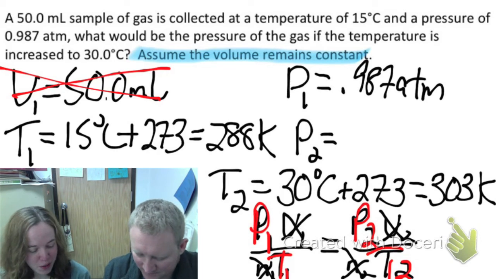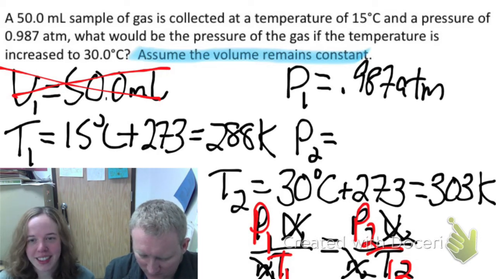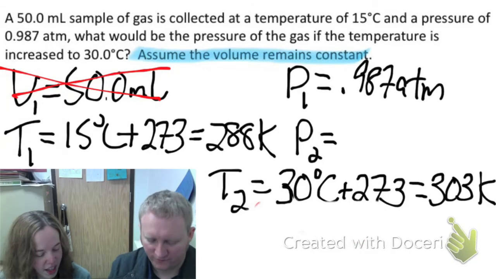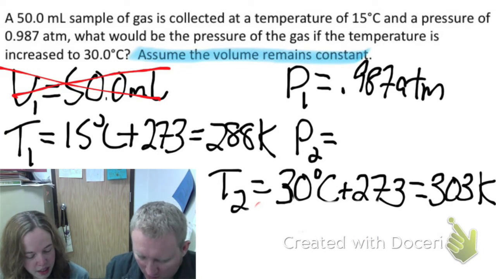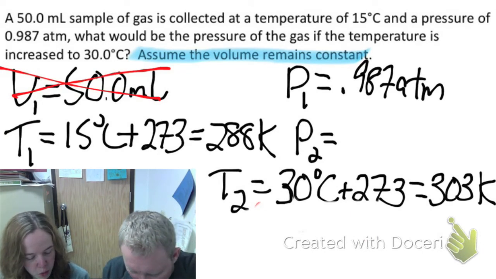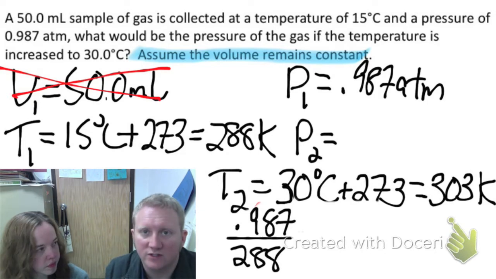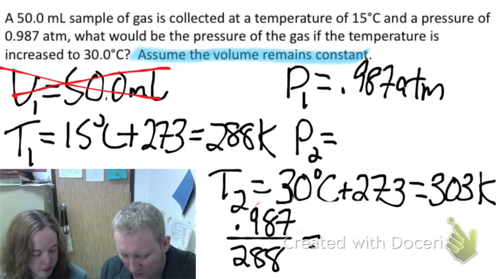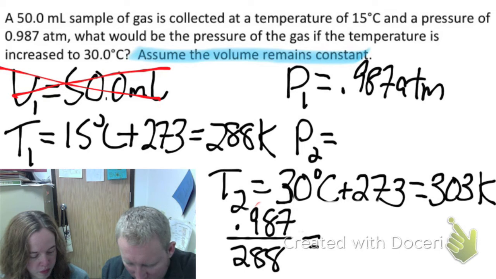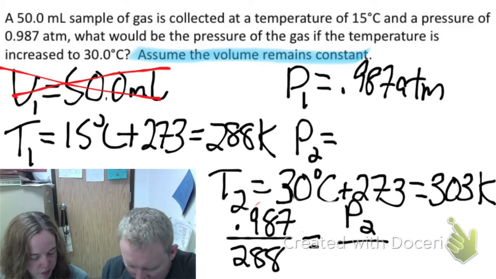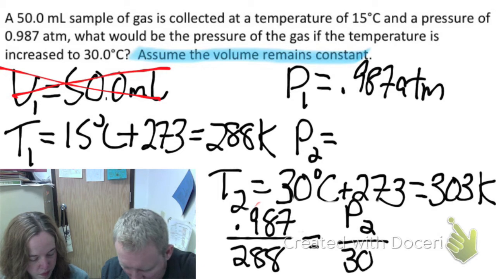So now we're going to plug in everything, like we just figured out we needed to. Our pressure 1, which was 0.987, over our temperature, T1, which was 288. We've got to make sure we use the Kelvin, right? Equals, we're looking for the new pressure, over the temperature that changed to 303 Kelvin.